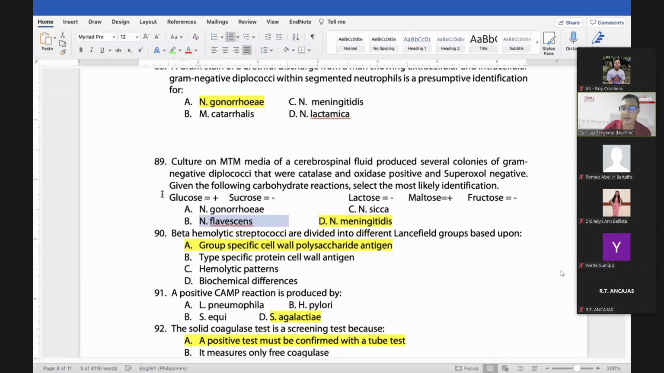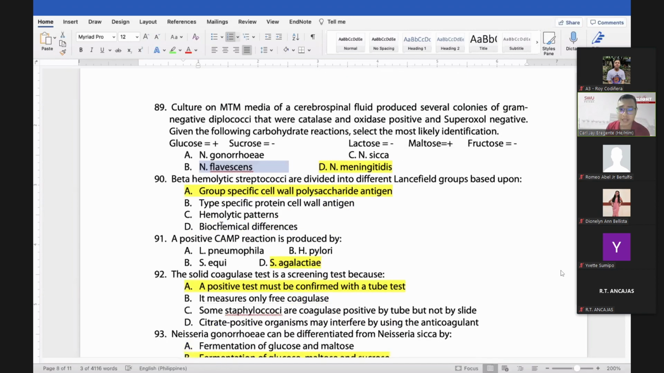So sir, Moraxella is also negative for all sugars. How will you identify Neisseria flavescens from Moraxella? You perform the DNase test, D-N-A-S-E. Positive for the DNase test is Moraxella, while Neisseria is negative.